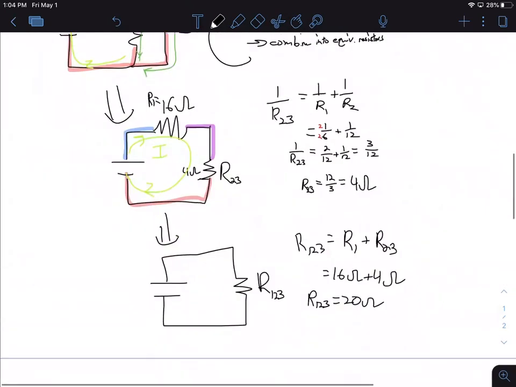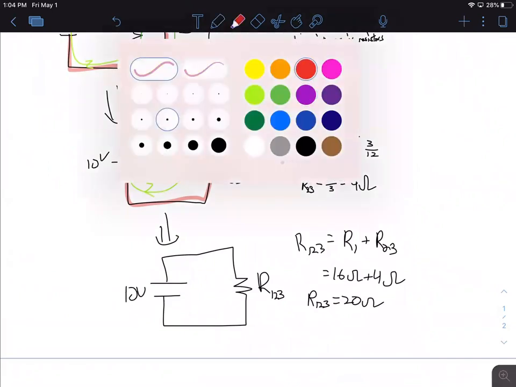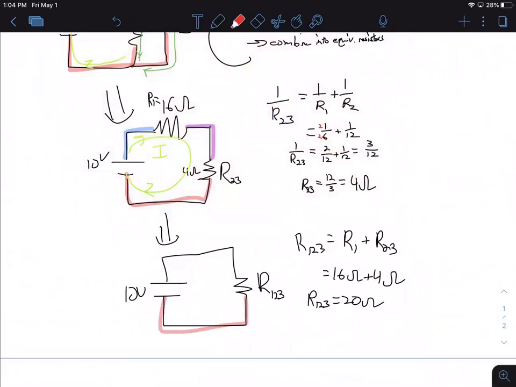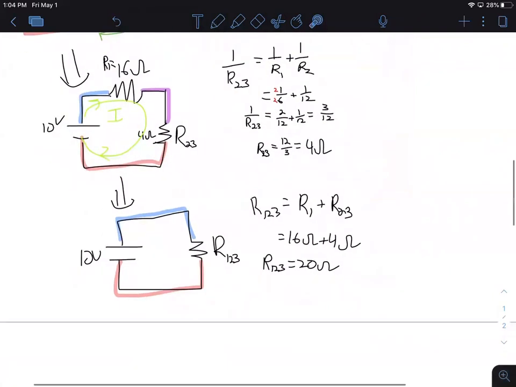Voltage was 10 volts. Might as well throw this on here. You'll notice when I do this, I now lose some information about this circuit. It's the wrong color, blue. I lose information about this intermediary bit here, because now when I shove these together, it's going from blue to red directly. Great, and I still have my current I. And I can solve this.